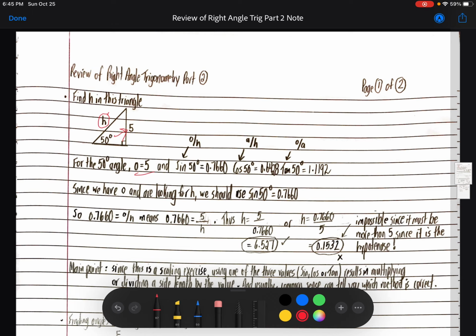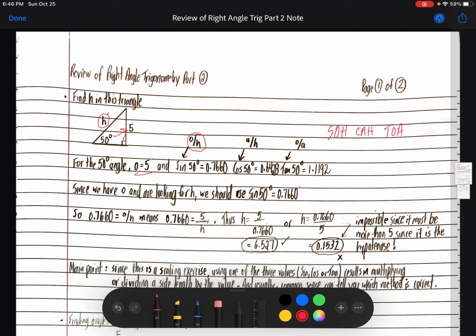Just a reminder, sine is opposite over hypotenuse, cos is adjacent over hypotenuse, and tan is opposite over adjacent. And an easy way to remember that is SOH CAH TOA. Right? So since we know the opposite, which is 5, and we're looking for the hypotenuse, we're going to use this ratio here, which is the sine ratio, because it brings together the opposite and the hypotenuse.